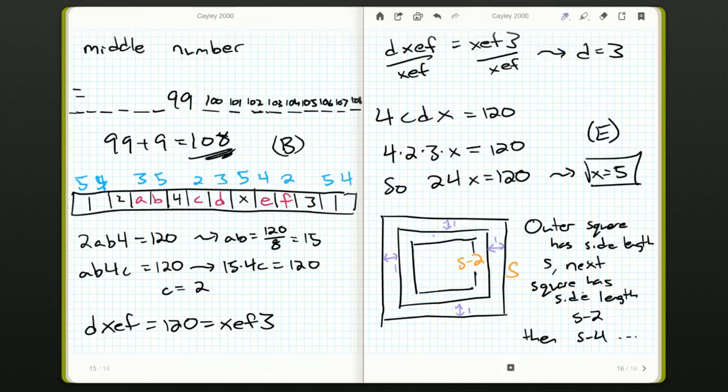So if we were to go 3 squares in, well, since they're squares, I just need to figure out one side length, and I can see I go in by another 2. I shrink by another 2. So this perimeter will be s minus 4.